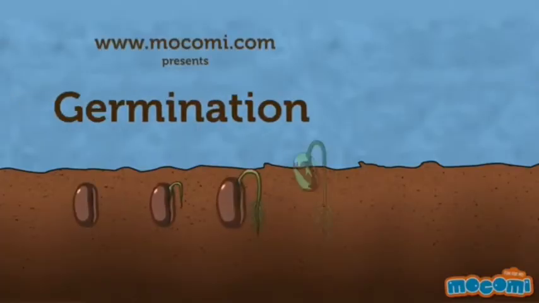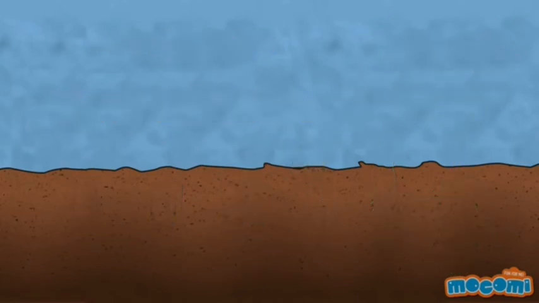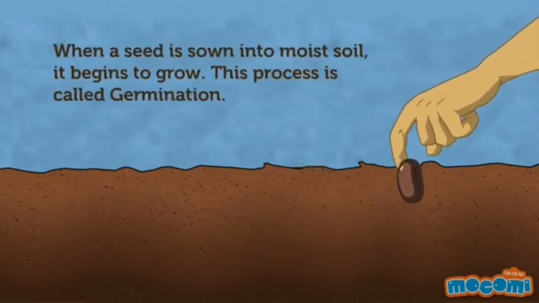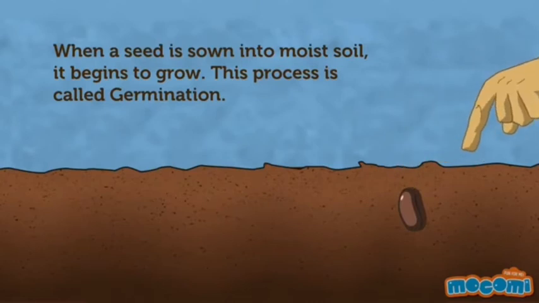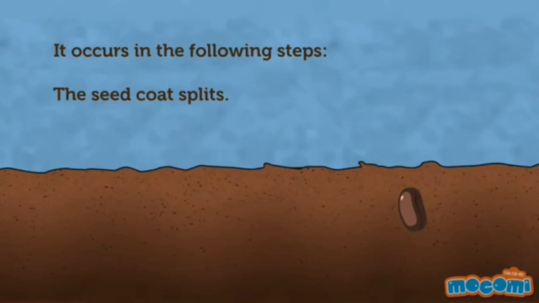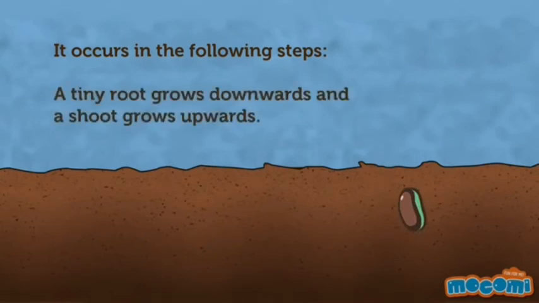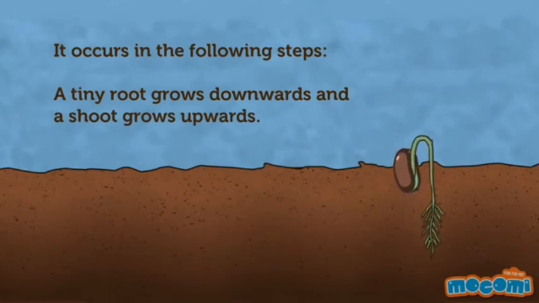First is germination. What is germination? When a seed is sown into a moist soil, it begins to grow. This process is known as germination. It occurs in the following steps. First is the seed coat splits, means the seed coat comes out. A tiny root grows downward and a shoot grows upwards. Means as we know that root always grows downwards and the stem always grows to the upward surface of the soil.